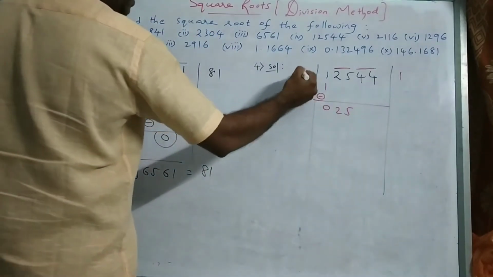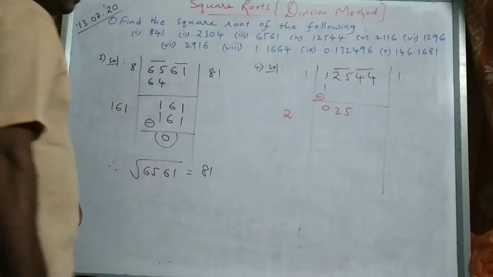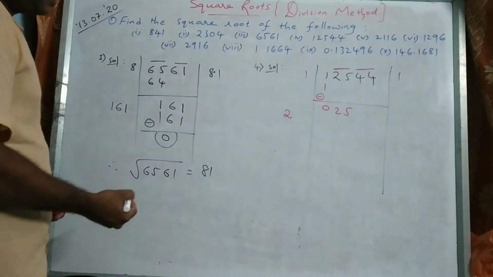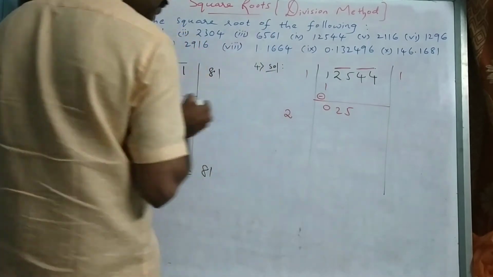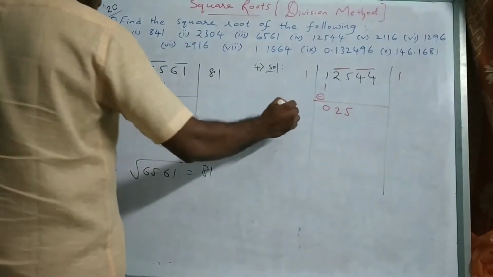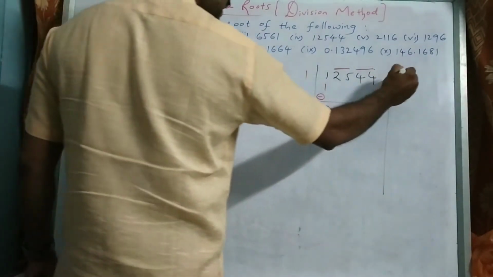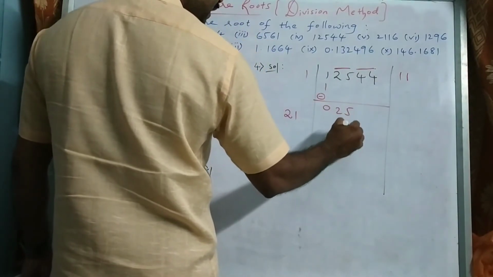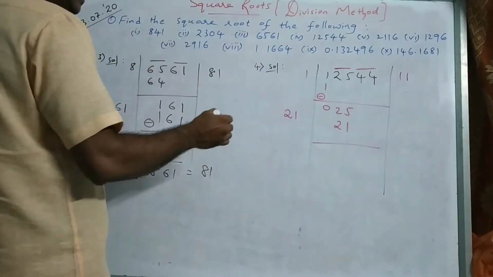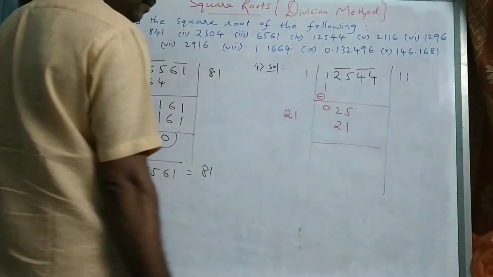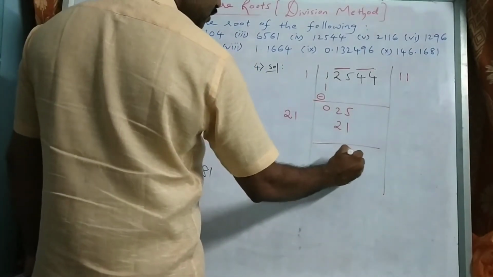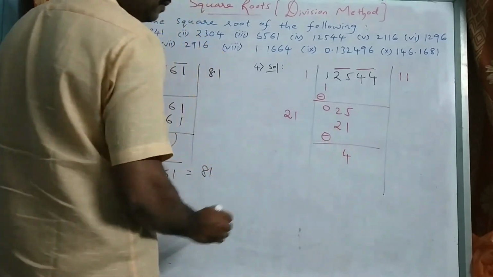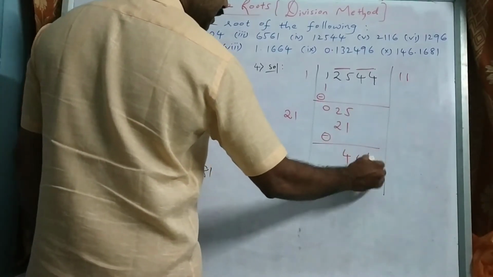Okay. Now 2 times of 1 is 2. Double of that digit we should take. 22 2s are 44. Suppose 21 1s are how much? 21. If I put 2 there, 22 2s are 44, it is more than 25. So 21 1s are 21. So subtract. How much will you get? 4. 44 should be brought down.